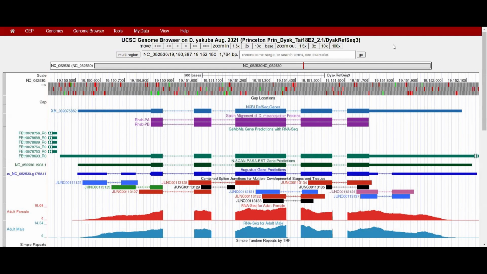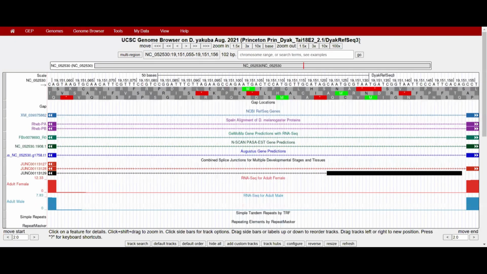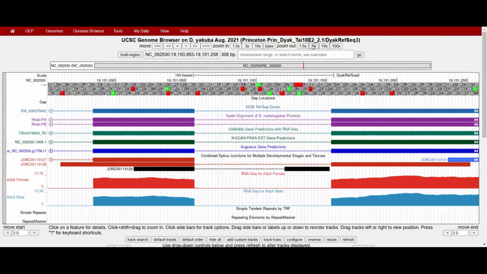So in our Genome Browser, to examine the regions surrounding intron 2, enter NC_052530 colon 19151055 dash 1915156 into the search terms text box and click on the Go button. Zoom out 3 times to examine the 306 base pairs surrounding this position.